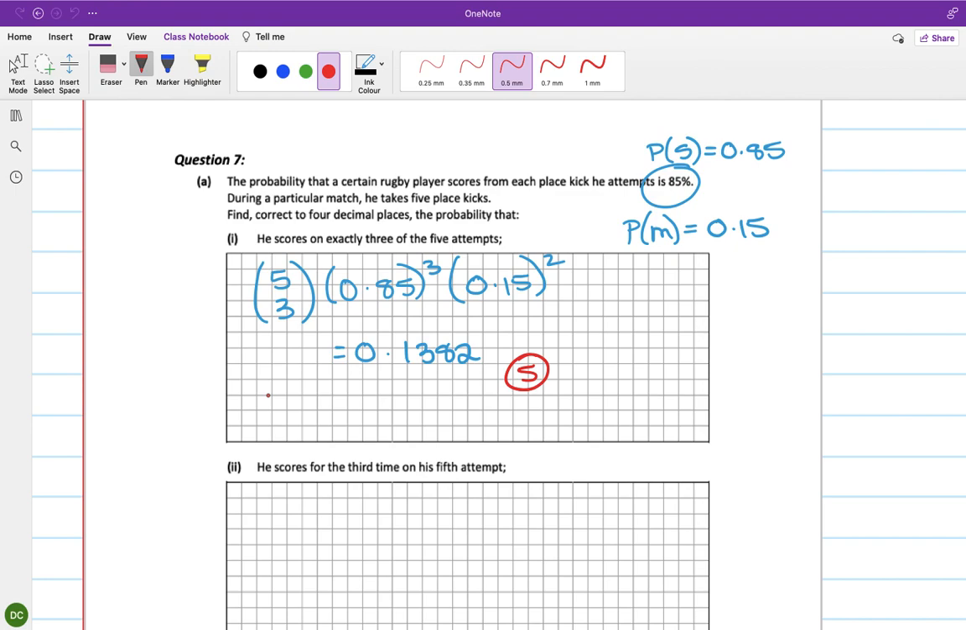Find, correct to 4 decimal places, the probability that he scores for the 3rd time on his 5th attempt. Okay, so the first 4 attempts, he must score twice, and the 5th attempt, he scores.